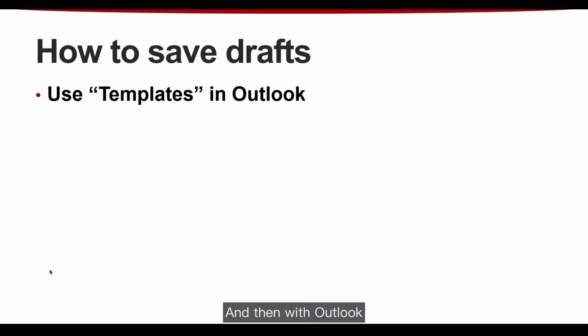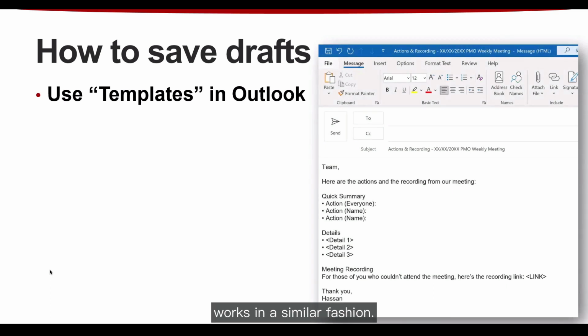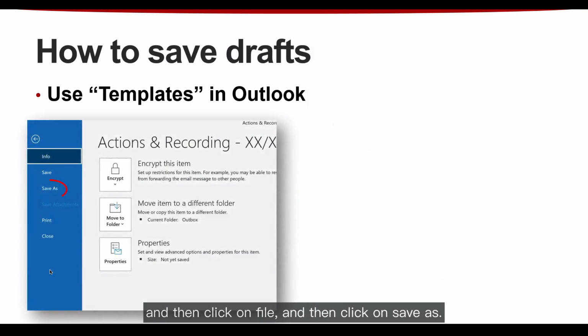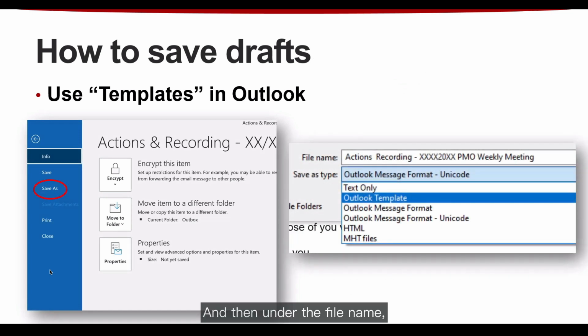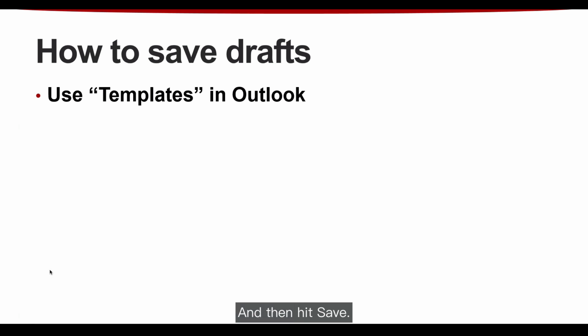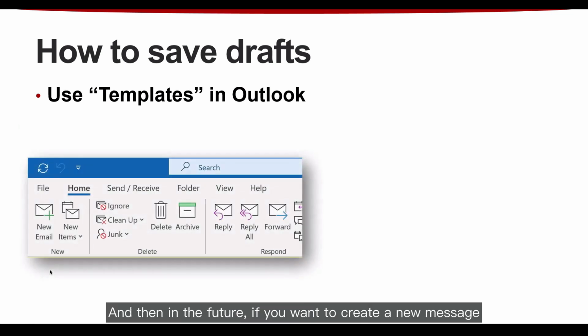And then with Outlook, you can also use their templates feature. It works in a similar fashion. Add in your template that you want to save and then click on File and then click on Save As. Under the file name, it also populates the same subject line for you. Then under Save As Type, select Outlook Template. And then hit Save.